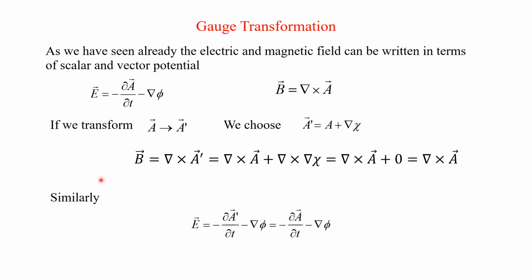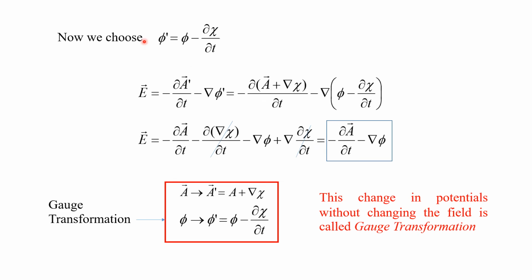Similarly, in the case of E, you can see E is equal to minus delta A prime divided by delta T minus gradient of pi prime. Here we are changing only A prime. We know that changing A prime will not change the magnetic field, so it doesn't have any effect, as we have just seen. So this is equal to minus delta A over delta T minus gradient of pi. In the previous case, we have seen that a change of vector potential will not change the magnetic field. Similarly, here we will see the change of auxiliary parameter will not change the electric field.